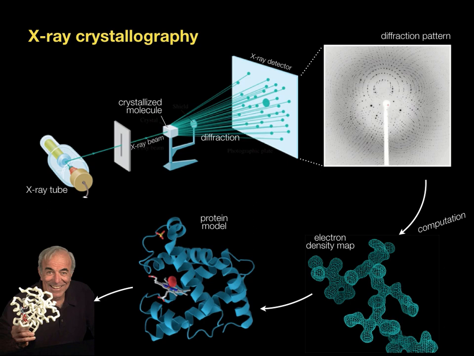So from these, you can have an electron density map. And if you know the sequence of what you're looking for, you can try to fit that into the electron density map, and then you get a protein model. And then if it makes you happy, you can actually 3D print that model and have it in your hand, like we have all these viruses.